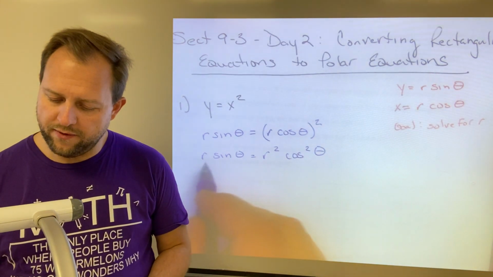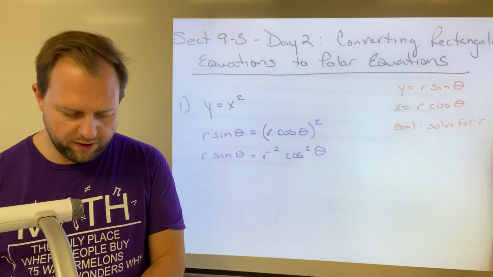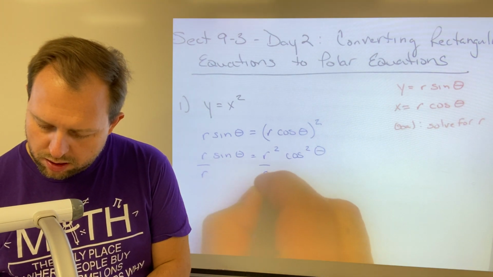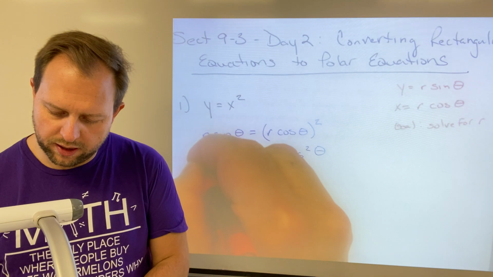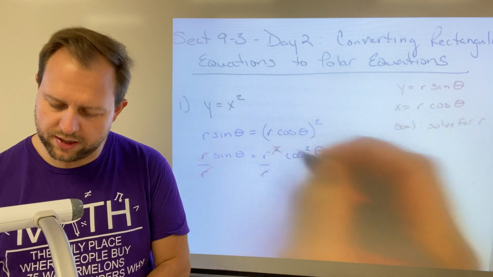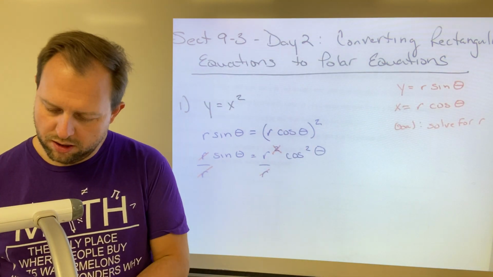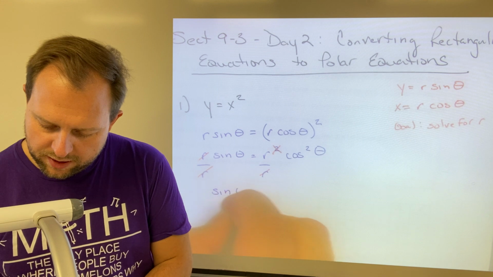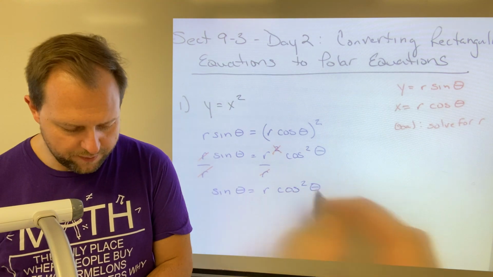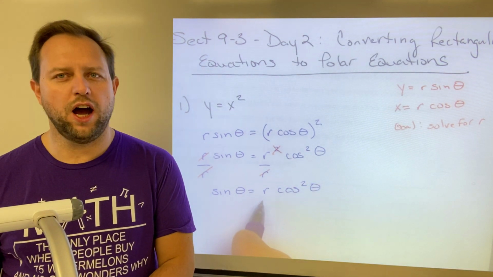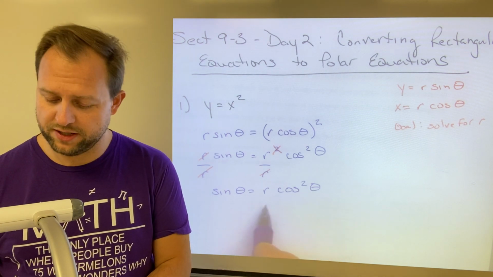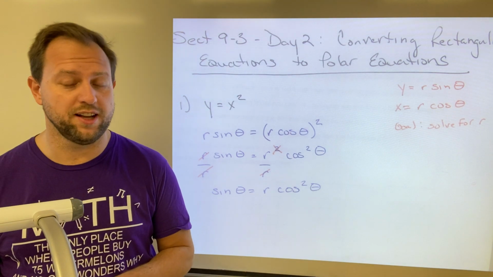Okay? We have r's on both sides, so if we divide both sides by an r, we know on the left the r's cancel, and on the right, the r on the bottom gets rid of the square. So we're left with a single r. So we're left with sine theta equals r cosine squared theta. And now the game plan is to get r by itself. It's going to be on the right instead of the left, but we can flip the whole thing later.